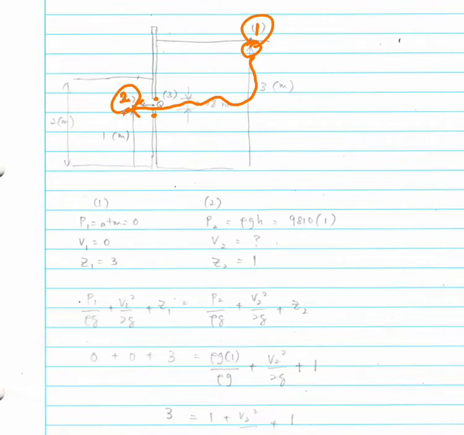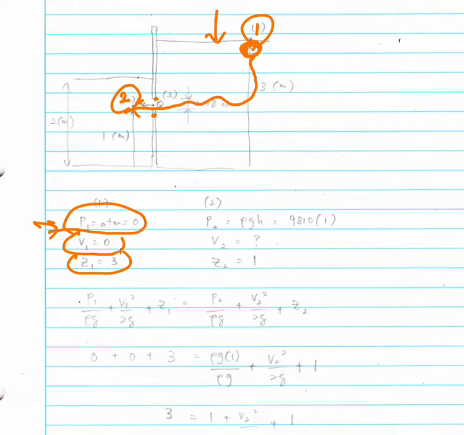Because this is on the same streamline, it is okay for us to compare the energy from point 1 to point 2. Okay, so then we list all the parameters for point 1 and point 2. For point 1, the pressure P1, because it stays on the surface, will equal atmospheric pressure. So we assume that it is equal to 0. And then the velocity starts from 0, so V1 is equal to 0 and Z1 is equal to 3.